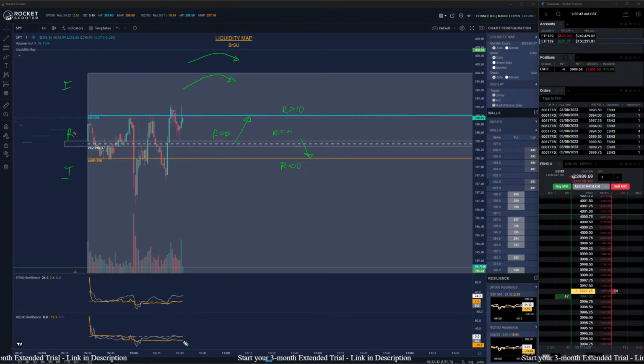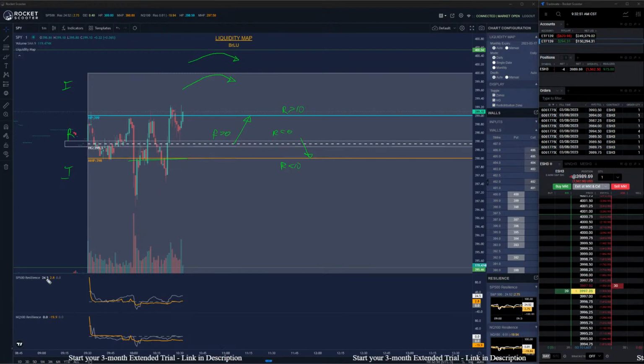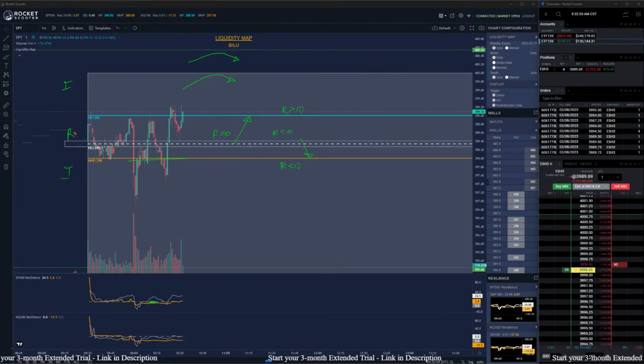Now, last thing, we're going to look at monthly hedge pressure resilience, because we are at monthly hedge pressure. Every time we get there, I mean, S&P is within 10, so it's not really giving me any indication that it's going to go one way or the other.